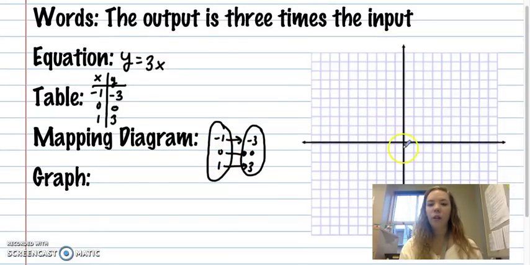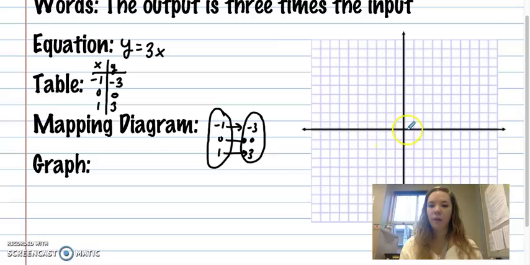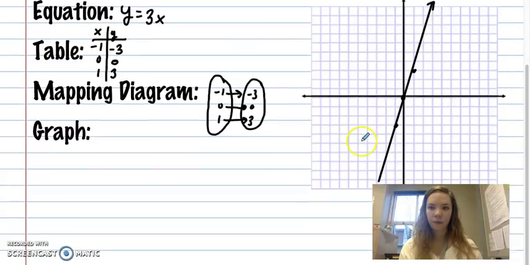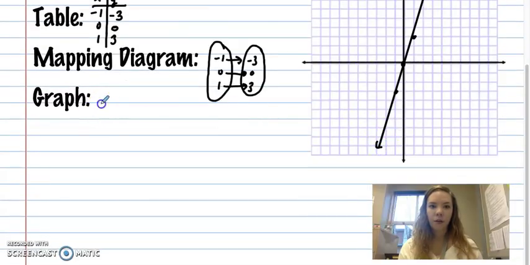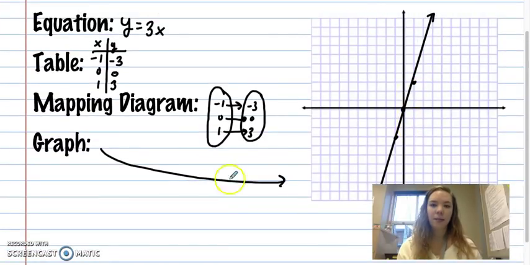And then our graph. So I'm going to plot the points we just found. We have -1, -3, 0, 0, and 1, 3. You could also have used your equation. Your equation tells you to start at 0 because there's nothing on the end, and then your slope is 3, so you go up 3, right 1, up 3, right 1. Okay, so there's our graph. And again, you have a graph to cut and paste into your notes today.